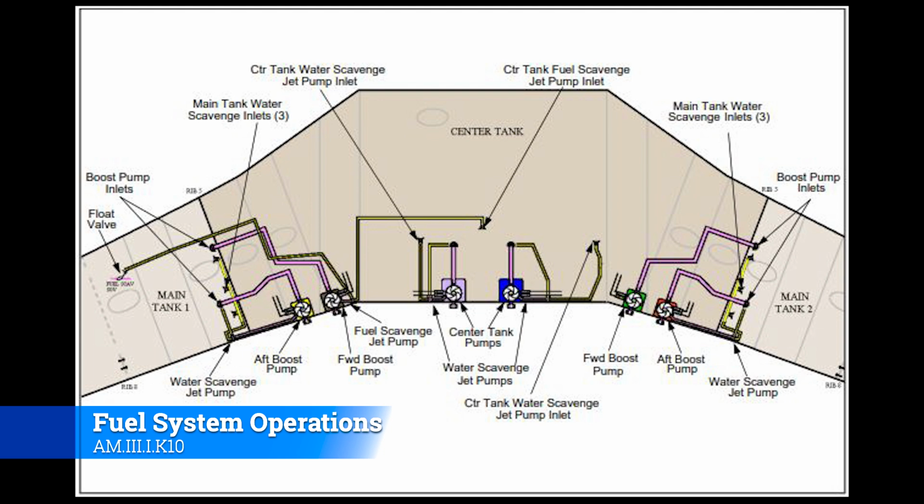Now look at this. You have a boost pump, a scavenge pump, center tank pumps, water scavenge pumps. So what's a water scavenge system? The water scavenge system removes water from the low point. So instead of sumping the tanks, it's going to scavenge it, collect it, and get it out of there. But you can see how there are so many different pumps to move all of that fuel around in different modes of flight and different phases of operation.